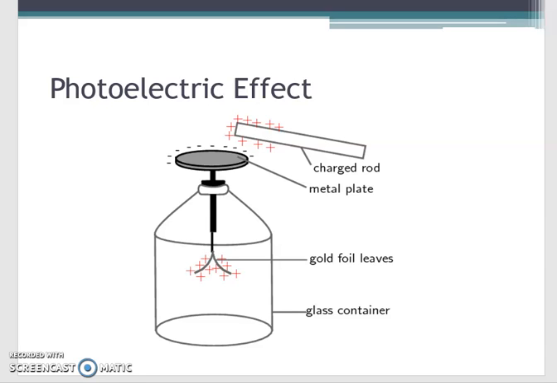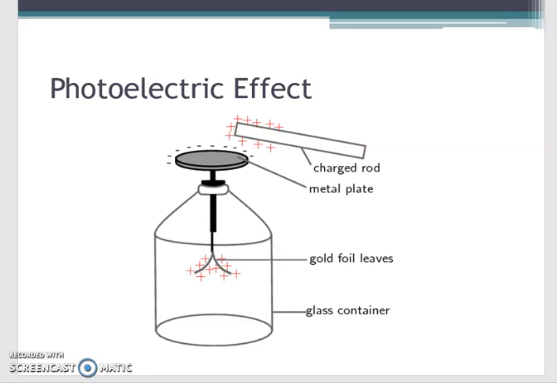With the photoelectric effect, if you watch the video, it shows how this works. There's a charged rod, which is positive. It causes the metal plate to become negative, and then the gold foil leaves, which are down here, become positive, and so they separate from one another and are held apart. If you shine a light onto the metal plate, if it's a low frequency, so it's a long wavelength, just a light from a regular light bulb, it's not going to be enough to discharge that plate, meaning to make it less negative. If it were less negative, then the gold foil leaves would come together. So a regular light's not going to be able to do that.